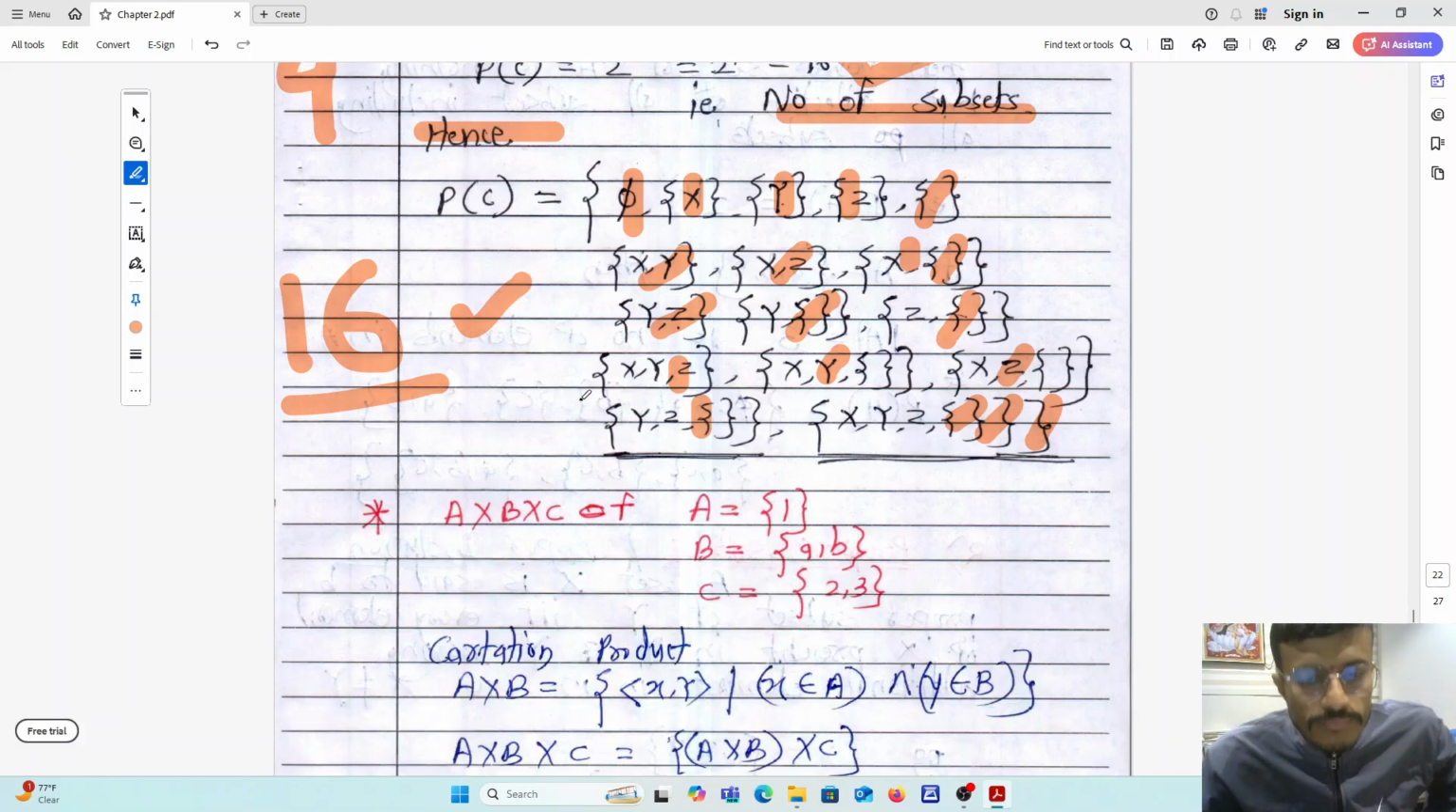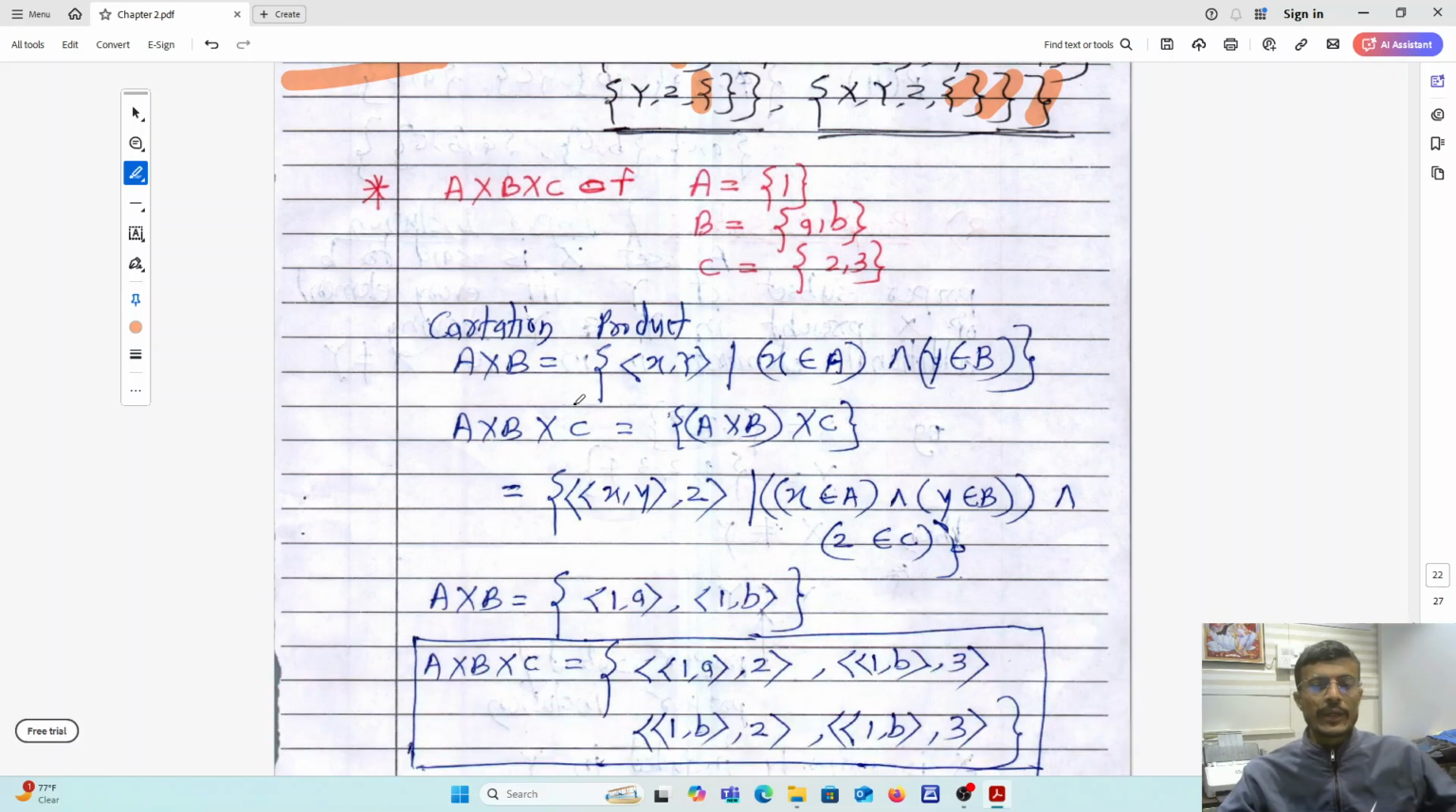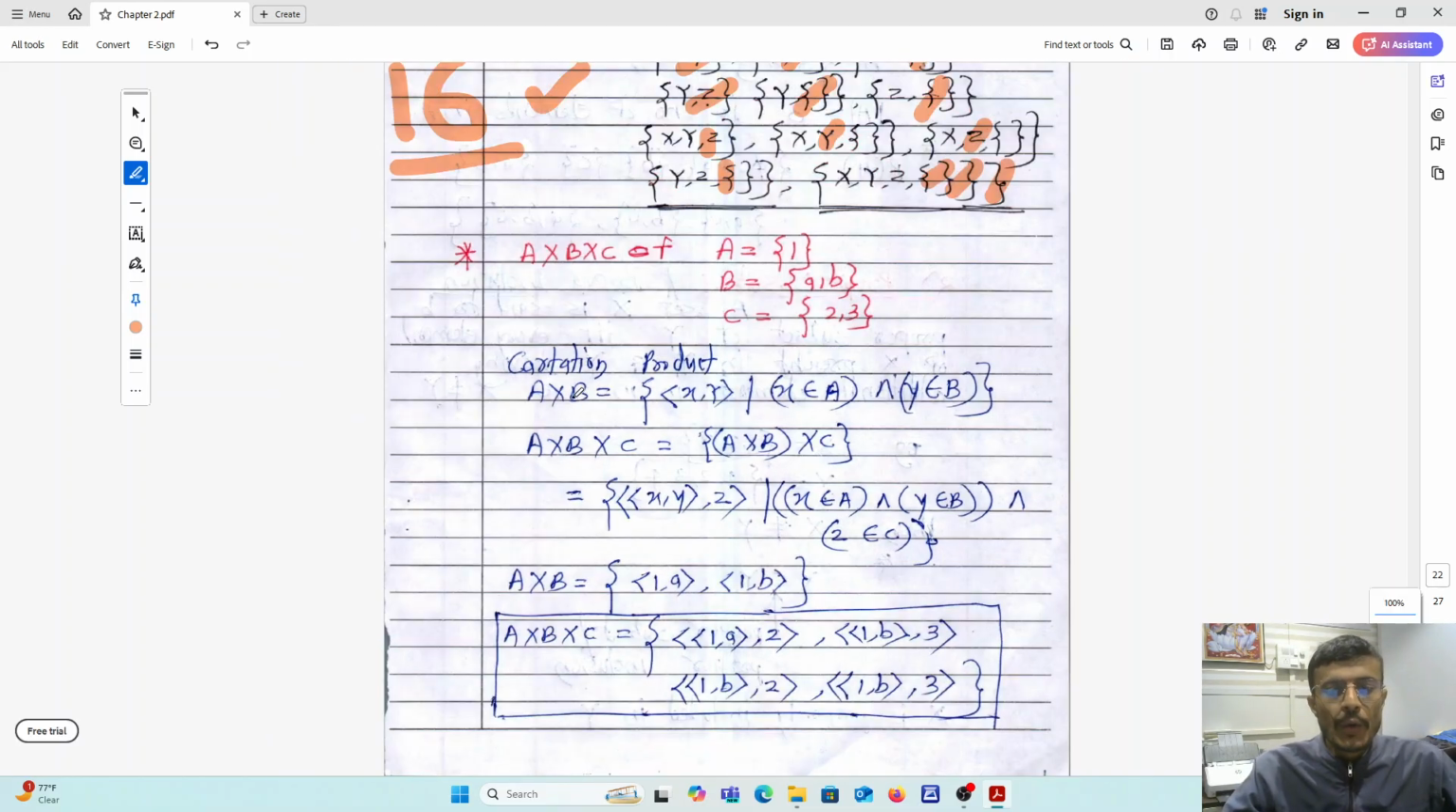Now, one more example I would like to explain over here. Find out A x B x C of the given 3 sets. A is equal to {1}, B is equal to {a, b}, and C is equal to {2, 3}. So basically, whenever you are given A cross B cross C without any parenthesis or bracket, you have to solve this from left to right because it deals with the ordered pair and ordered triple.